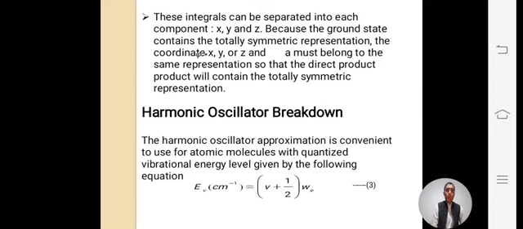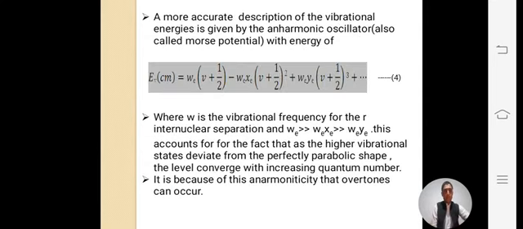Harmonic oscillator breakdown. The harmonic oscillator approximation is convenient to use for diatomic molecules, with quantized vibrational energy levels given by equation number 3. But a more accurate description of the vibrational energies is given by the anharmonic oscillator, as shown in equation number 5 and equation number 4 in this slide.